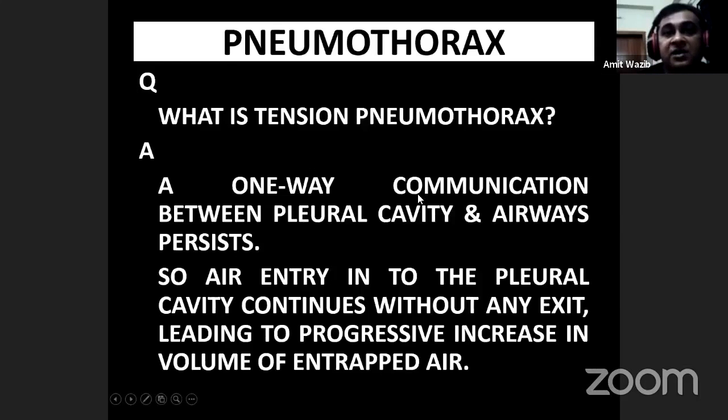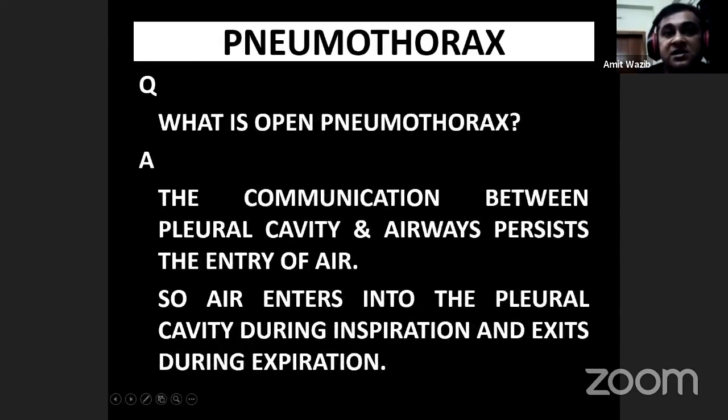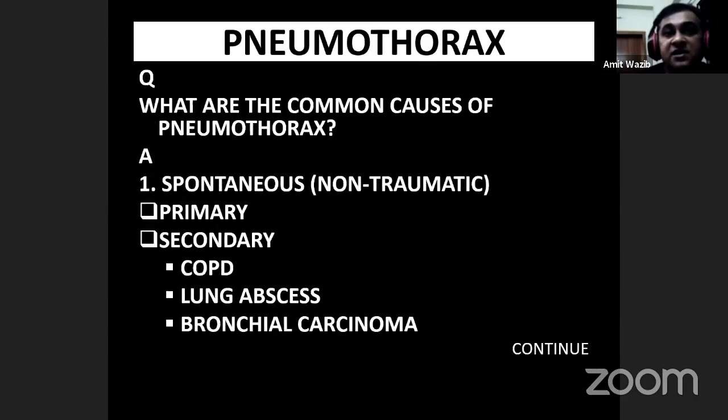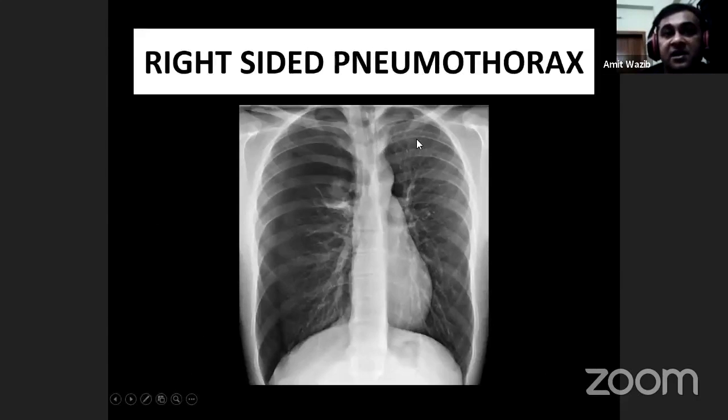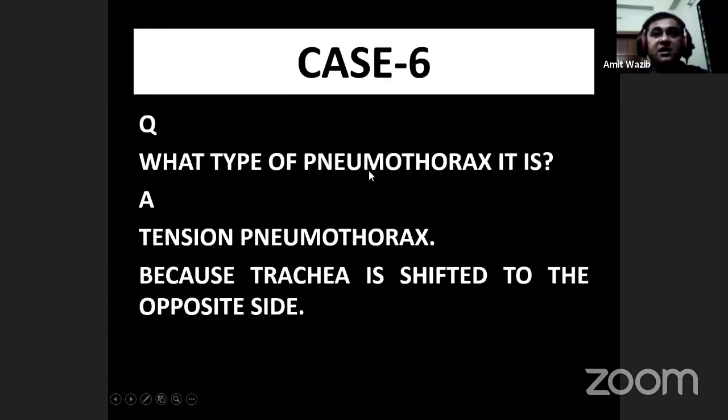So in our case, there is actually shifting of the trachea to the left, and the pneumothorax is in the right. So this is a tension pneumothorax. Okay. So why is this a tension pneumothorax? Because the trachea is shifted to the opposite side.